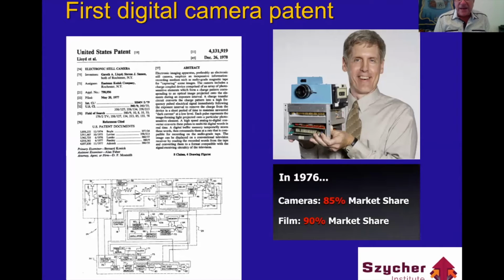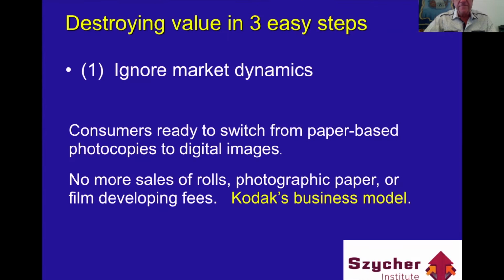Now, at that time in 1976, Kodak had 85% of the market share of cameras, 90% of the market share of films. So the management of Kodak said to Sasson, you know, this is a cute idea, but don't tell anybody. We're not going to do anything with it, because if we do something with it, it is going to cannibalize our own market, and we're not going to do that. Well, so here's how you can destroy value in 3 easy steps.